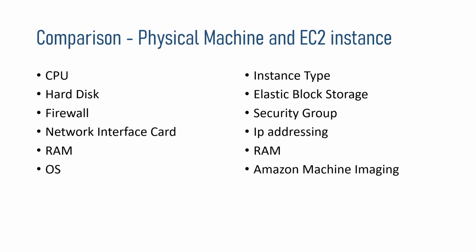So let's see the comparison between the physical machine and the Elastic Compute Cloud. Physically we will have a CPU; here we refer to the same CPU as an instance type. There you will have the RAM and all those things, right? In a physical machine we have a hard disk, like 100 GB, 500 GB, or 1 TB. Here in EC2 we refer to the same thing as Elastic Block Storage, EBS.